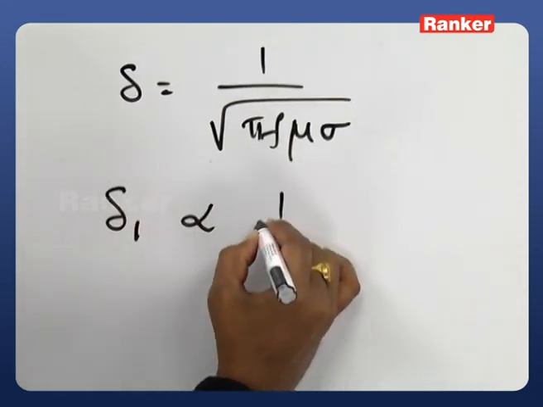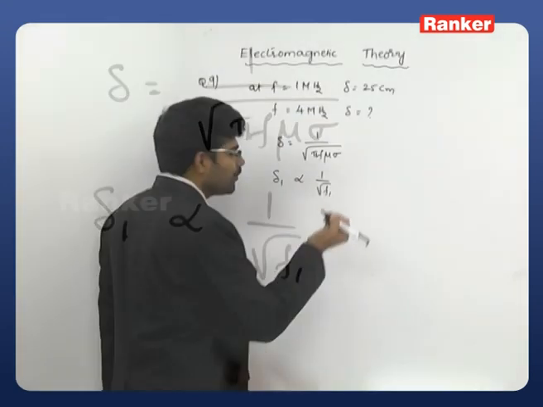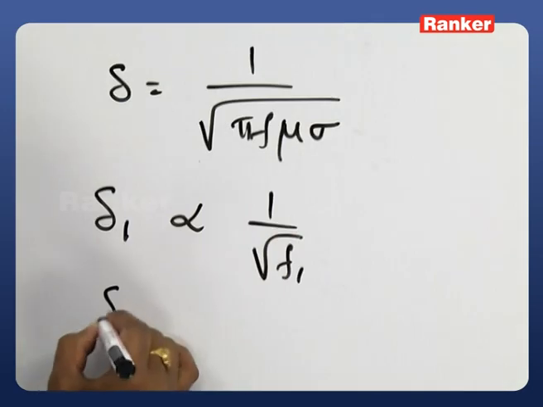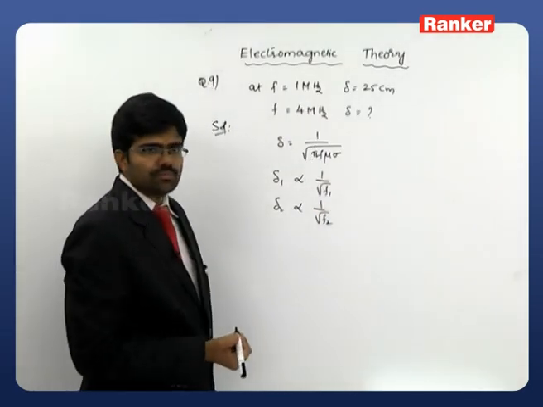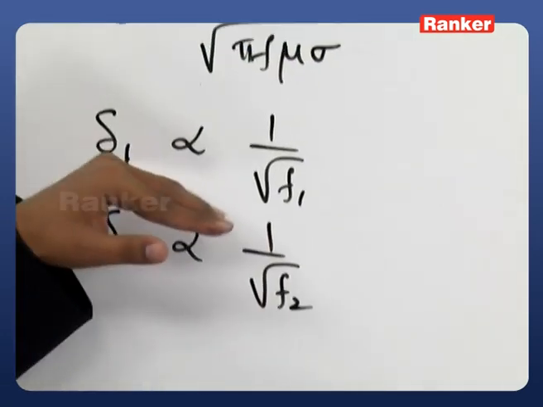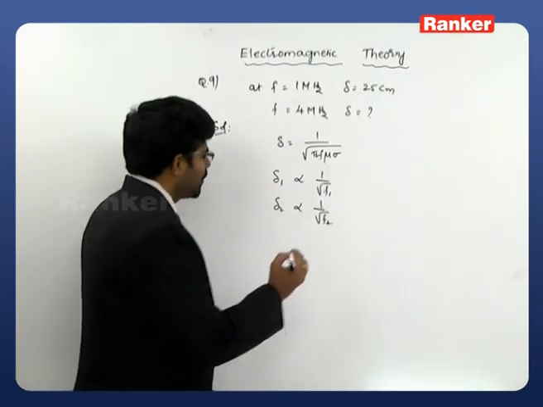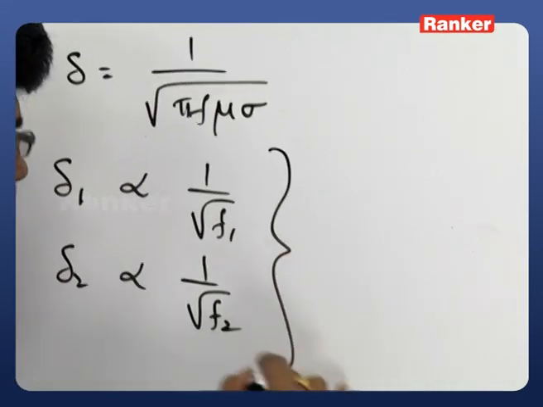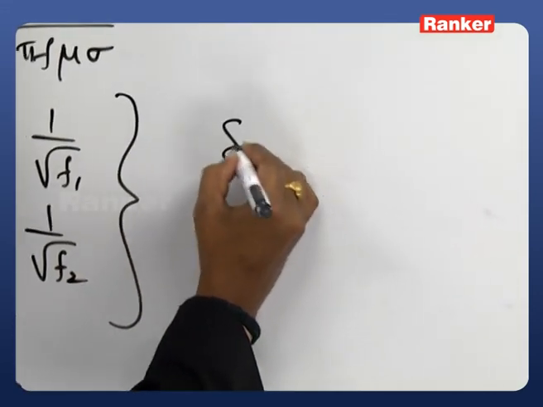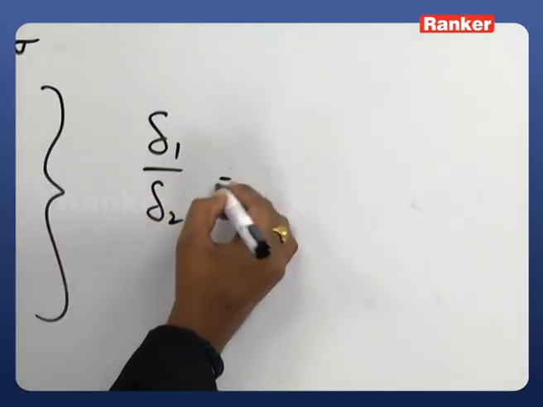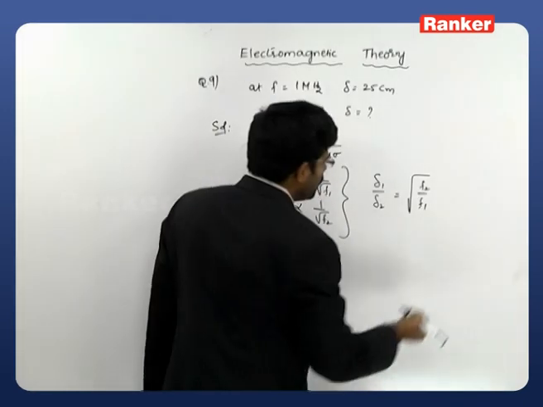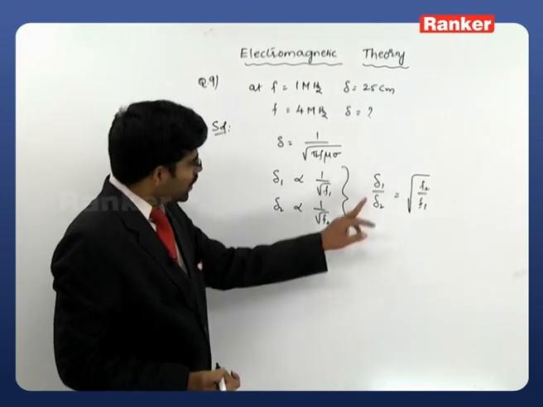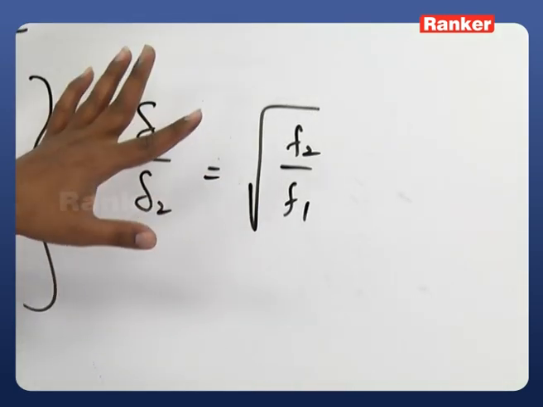Delta 1 is proportional to 1 by under root of f1. Delta 2 is proportional to 1 by under root of f2. If you are taking the relation between them, if you divide them, delta 1 divided by delta 2 is equal to, clearly you can say, root of f2 by f1. So the inversely proportional relation will be applicable here.